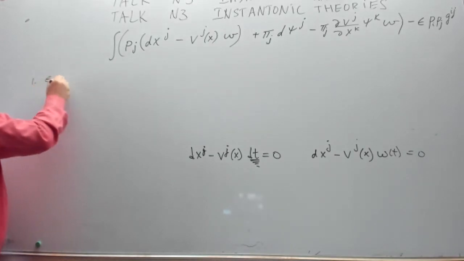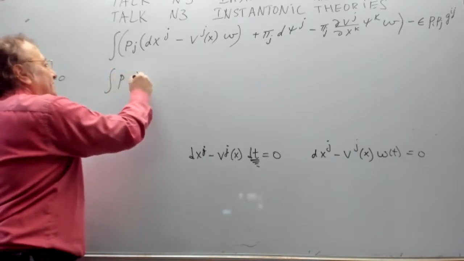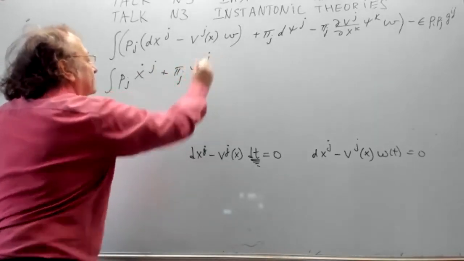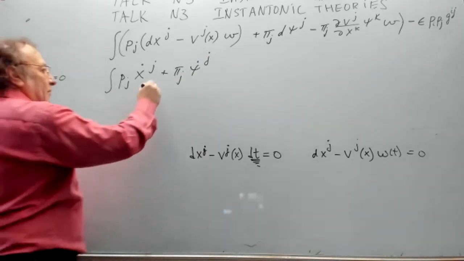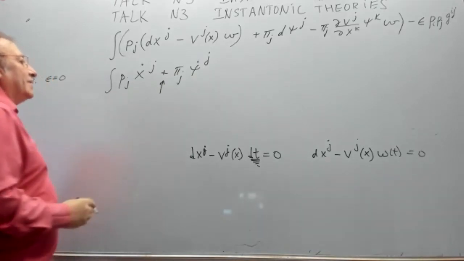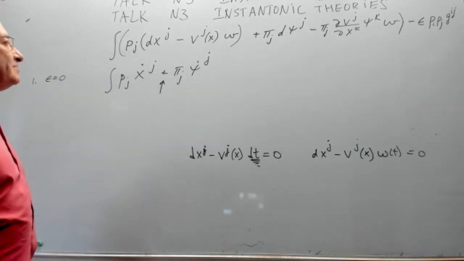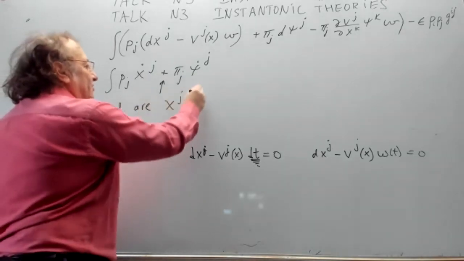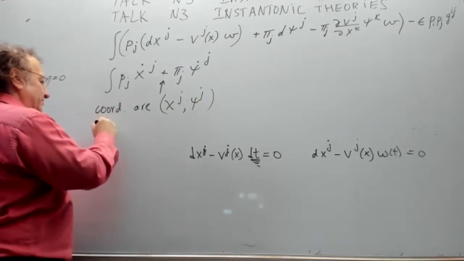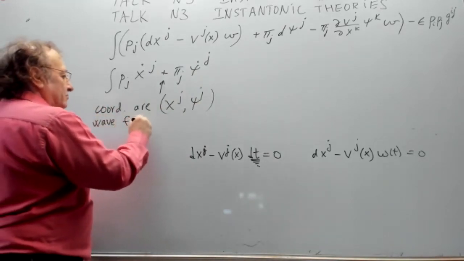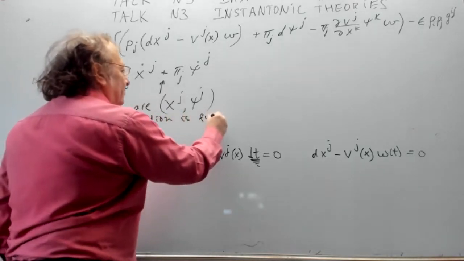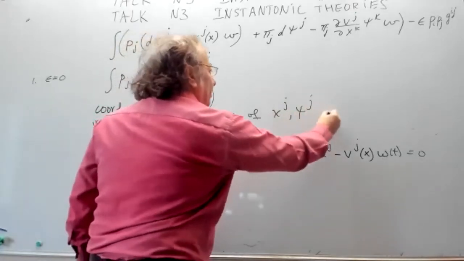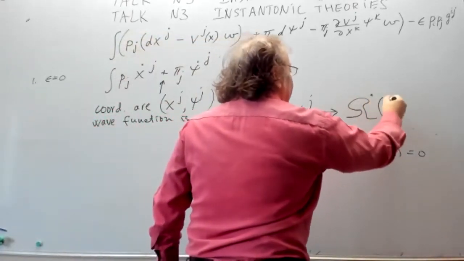First, suppose that epsilon equals zero. Then what I have here is basically this. So this is a term with Lagrangian that determines the phase space. So here the coordinates are x_j, psi_j. So okay, the wave function is a function of x_j, psi_j. It's what we expected. It's a differential form.